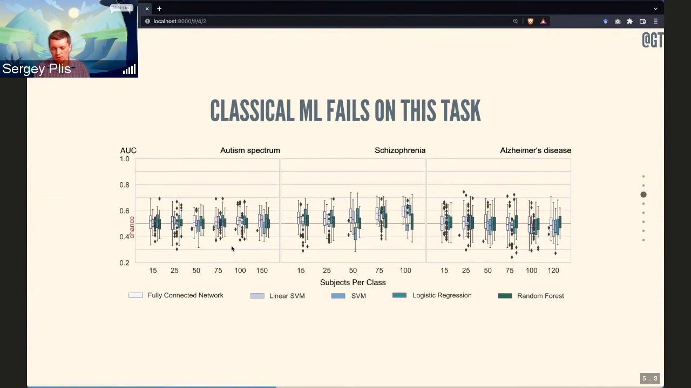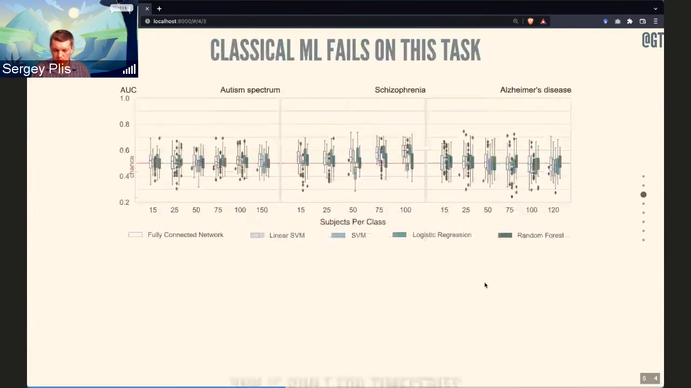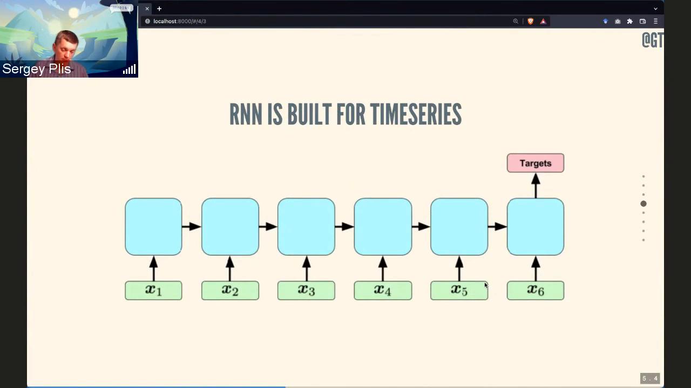For schizophrenia, this is the number of subjects per class on the x-axis. For schizophrenia, slight improvements, but 0.6 is not good. So those models don't work. Well, our initial thought was, why don't we use recurrent neural networks? They're so good at time series data. And yes, recurrent neural networks actually can work on this data if pre-trained well or if there is enough data. But the problem is here.